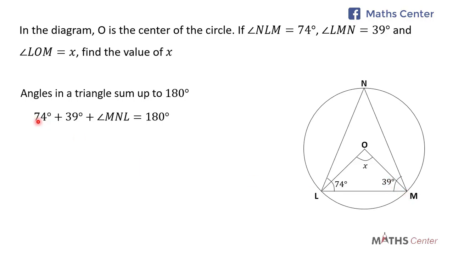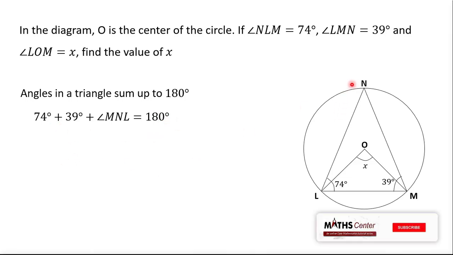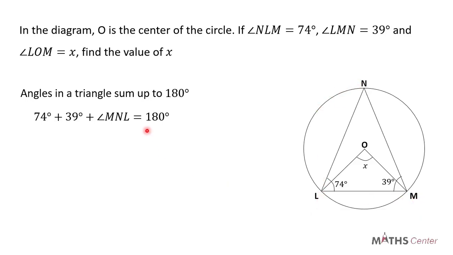So we can say that 74 degrees, which is the angle formed at point L, plus 39 degrees, which is the angle formed at point M, plus angle MNL is equal to 180 degrees. These three angles are the interior angles of the triangle NLM, and so their sum will give us 180 degrees, as we can see here.